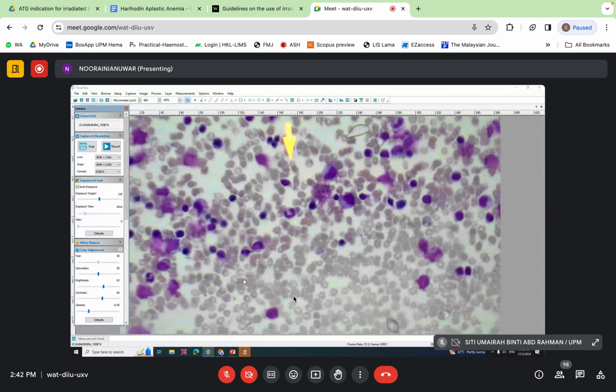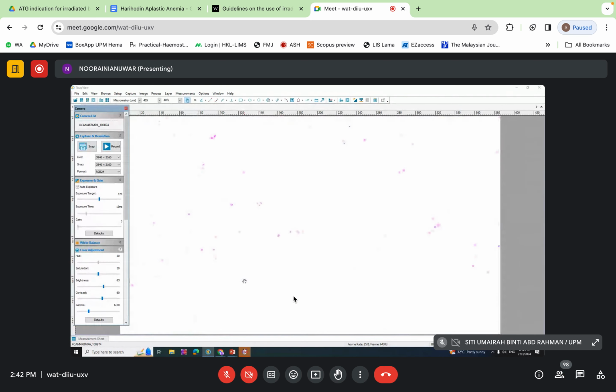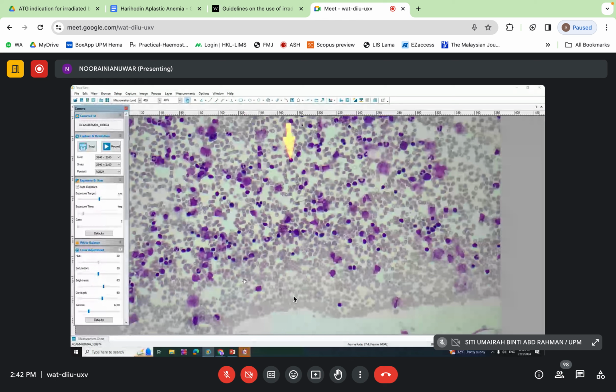Prof, can I move to flow? Yes, sure. Now we will be interested to know the target population of lymphocytes. Is the flow from peripheral blood or bone marrow? It is from the marrow aspirate.